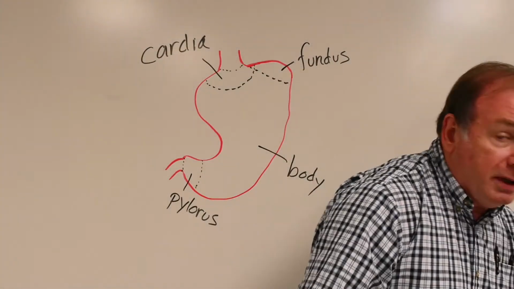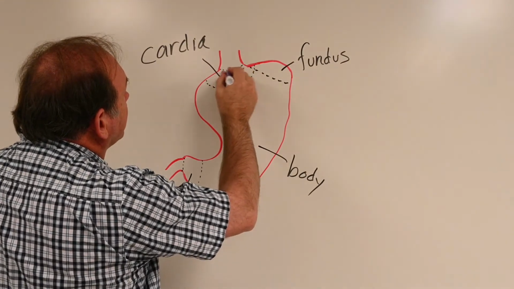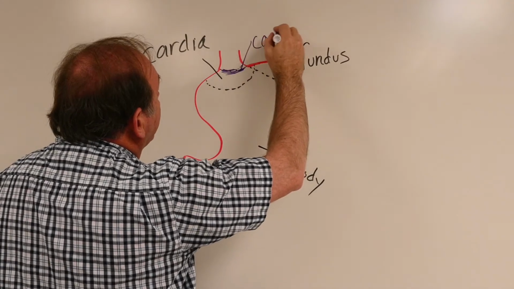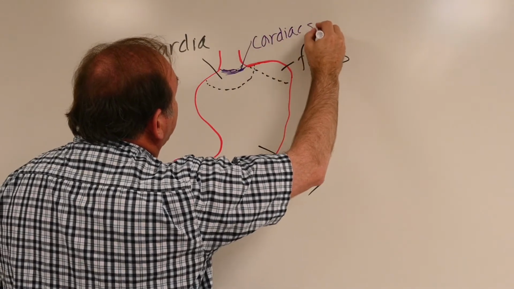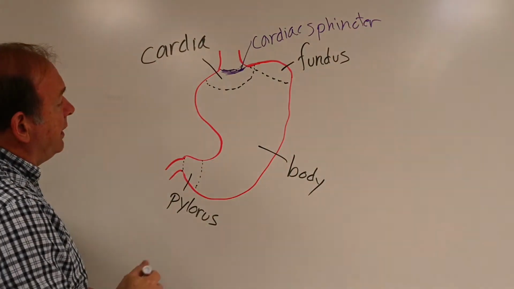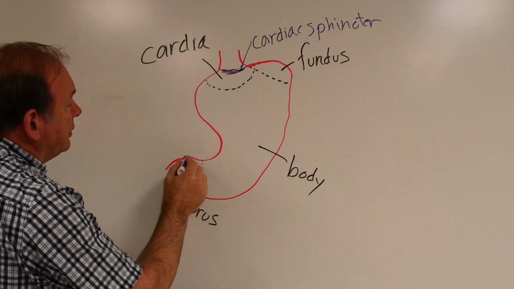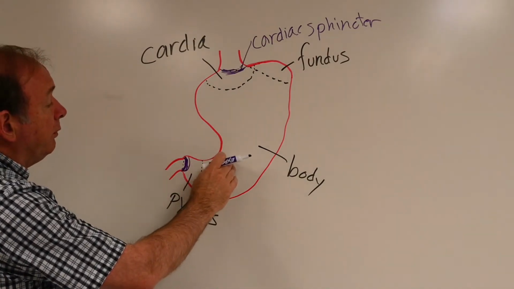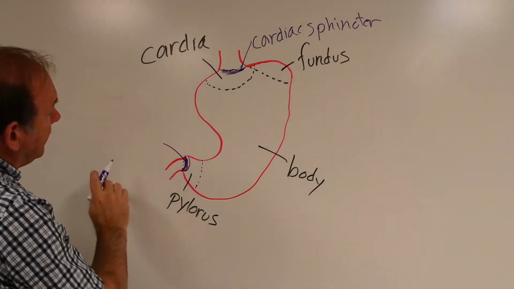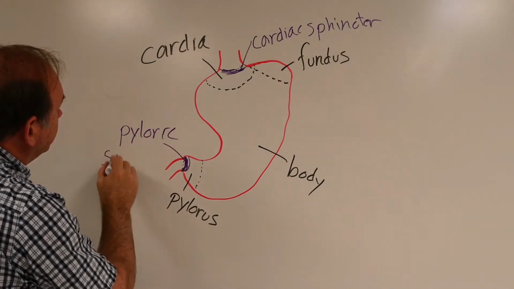At the top of the stomach, near the cardia, we've already mentioned this, there's what we call a cardiac sphincter. So right here in purple, I'm going to do this cardiac sphincter. Cardiac sphincter there near the top of the stomach, and down at the other end of the stomach, there's another sphincter that controls the movement of food from the stomach into the intestine. And this is the pyloric sphincter.